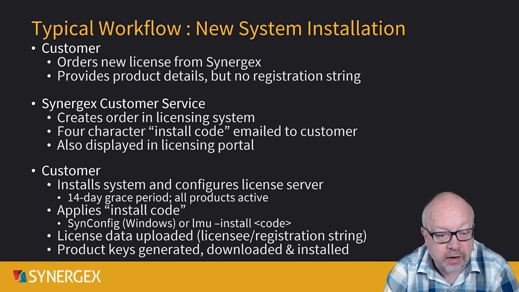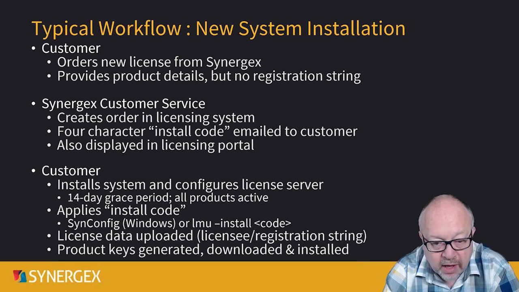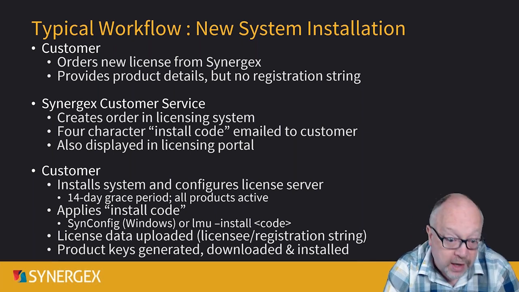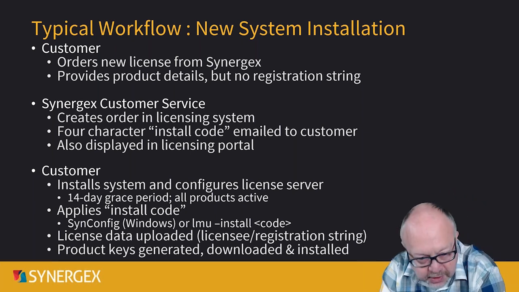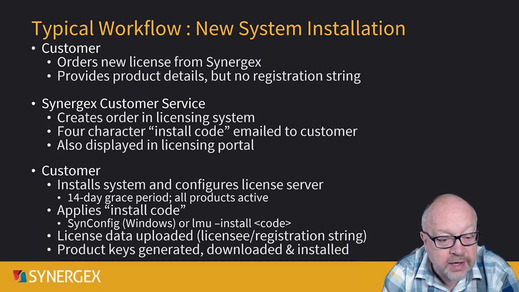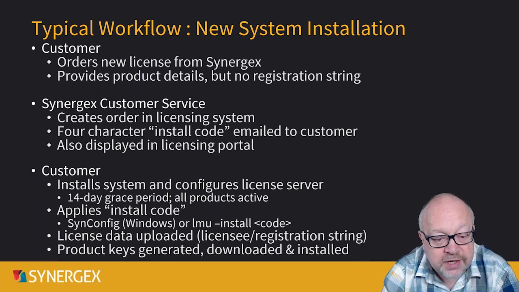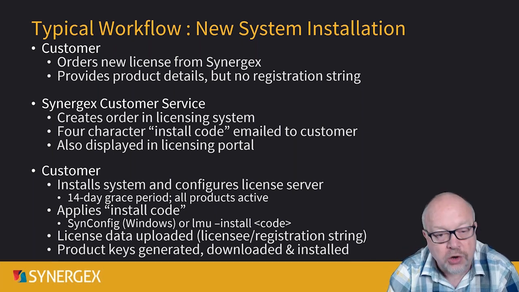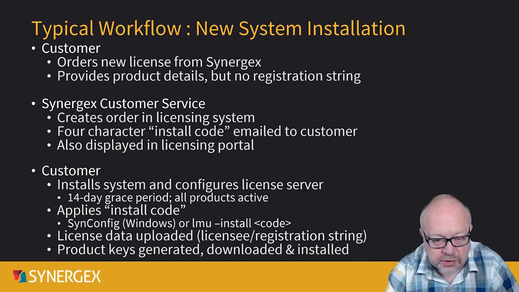Your job is to install the system, configure licensing the way you always did during the installation. In most cases, the Windows and Unix installations prompt you, oh, licensing isn't initialized. Do you want to be a client or a server on Windows, or enter your licensing information on Unix? You put that information in, and once you've done the install, you can then apply that install code that you've received. So not during the actual installation, but you do the installation exactly as you always did.